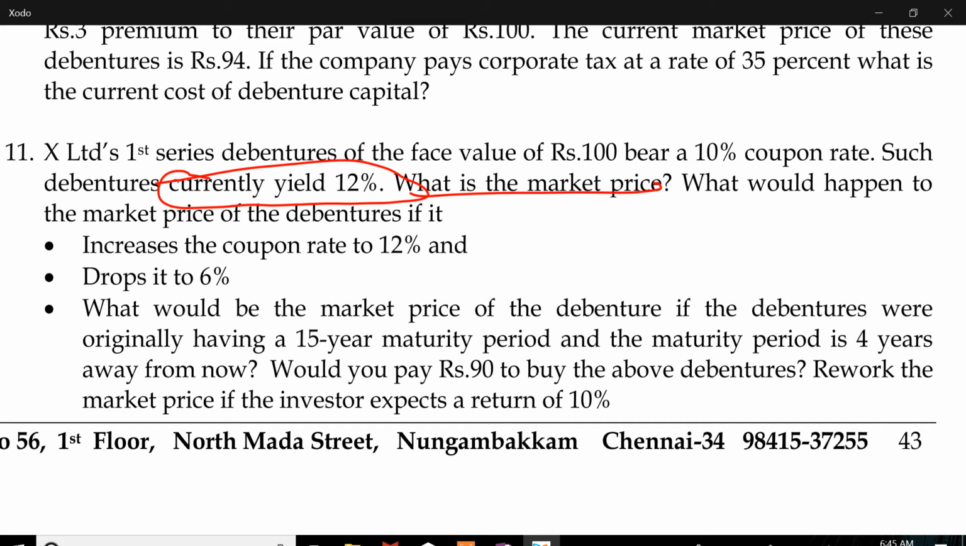Just make a small change. Fair market price of irredeemable debt. This is FMP of irredeemable debt.